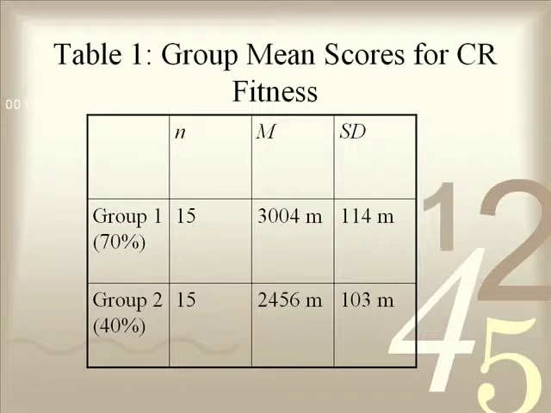Now, just looking at that, without even looking at a statistical test, we would guess that Group 1, the 70% of their VO2 max, did better than Group 2, the 40%, just by looking at these descriptive statistics. But we cannot say if the 70% was significantly better than the 40% by just looking at these numbers. We have to run a statistical test to infer that intensity actually makes a difference on cardiorespiratory fitness.